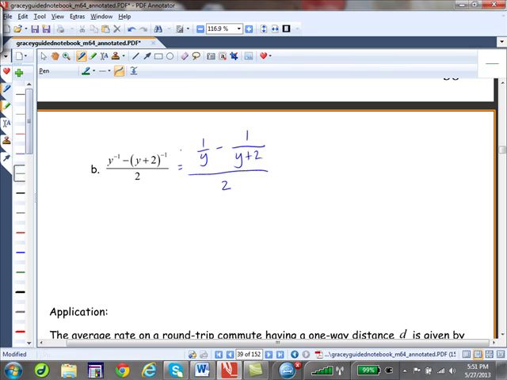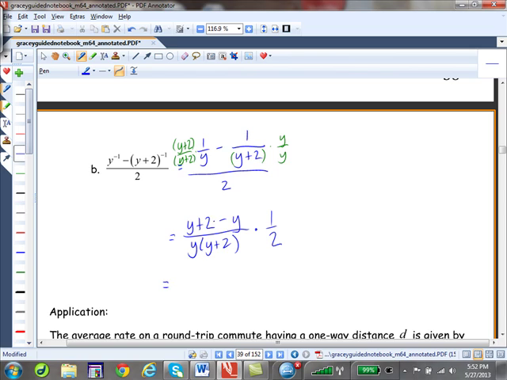So notice that the LCD is y times y plus 2. So this one's missing a y plus 2 over a y plus 2. And the second one is missing a y over y. So this will be y plus 2 times 1 is y plus 2 minus y over y times y plus 2. And I'm going to go ahead and invert and multiply, and that'll be times 1/2.